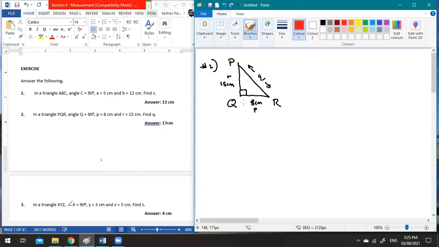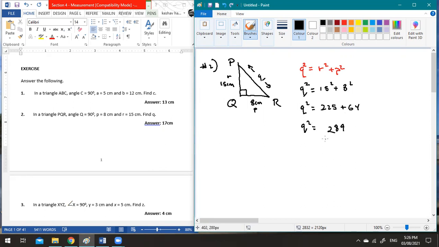So we could write the formula. We know the hypotenuse in this case would be Q. So Q squared will be equal to the sum of the squares of the other two sides, right? So r squared plus p squared. So Q squared will be equal to 15 squared plus 8 squared. 15 squared is 225, and 8 squared is 64. Sum it.